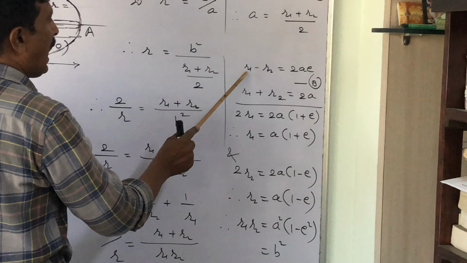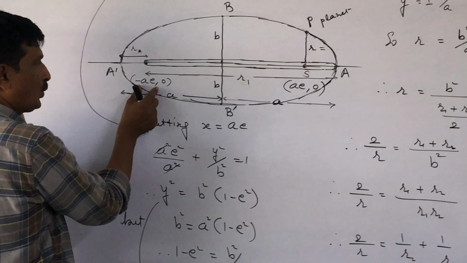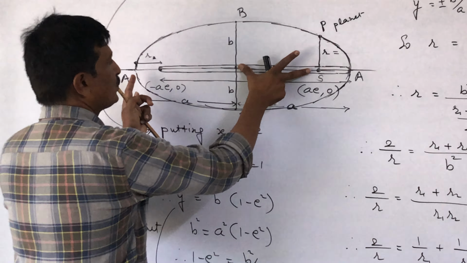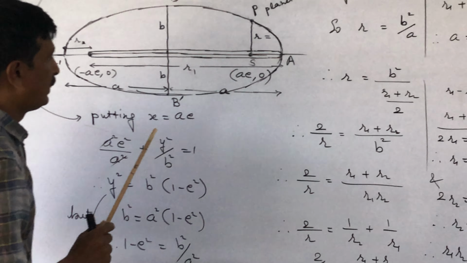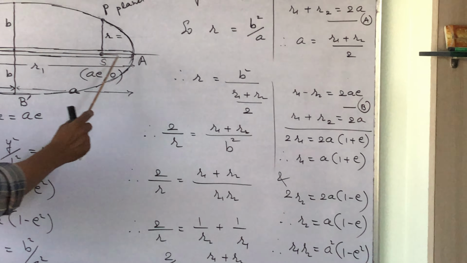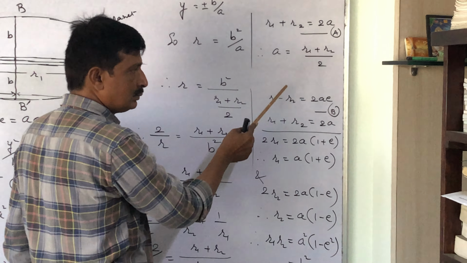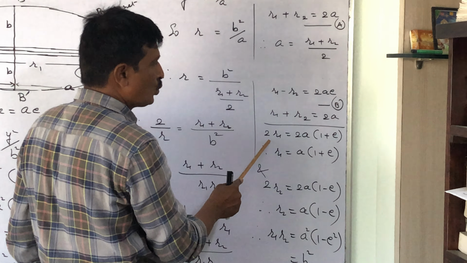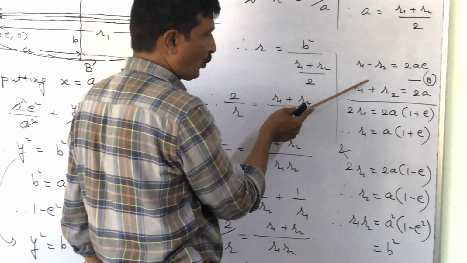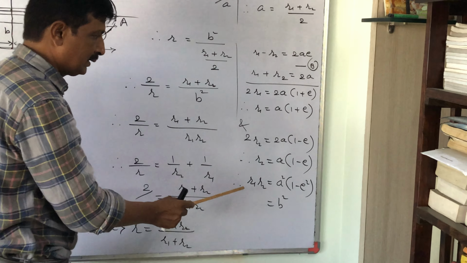Now R1 minus R2 is 2ae, because the focus S is (ae, 0) and this focus is (minus ae, 0). The sun is at one of the foci. So this one is ae, this one is also ae. So R1 minus R2 is 2ae, and R1 plus R2 is 2a. After adding, we get 2R1 is 2a into 1 plus e. So R1 is a into 1 plus e. Subtracting this result from this, we get 2R2 is 2a into 1 minus e. So R2 is a into 1 minus e.